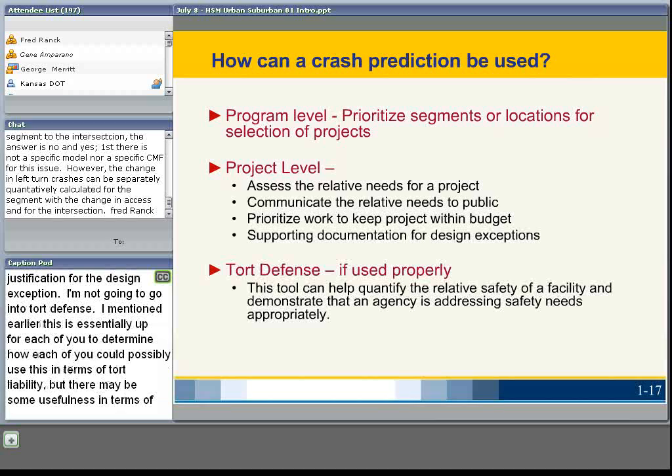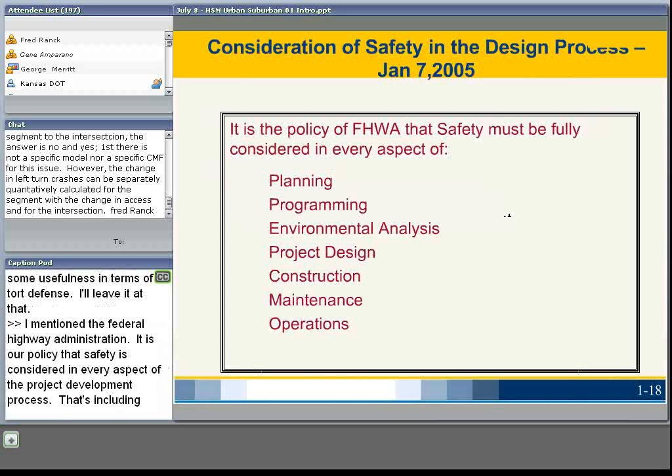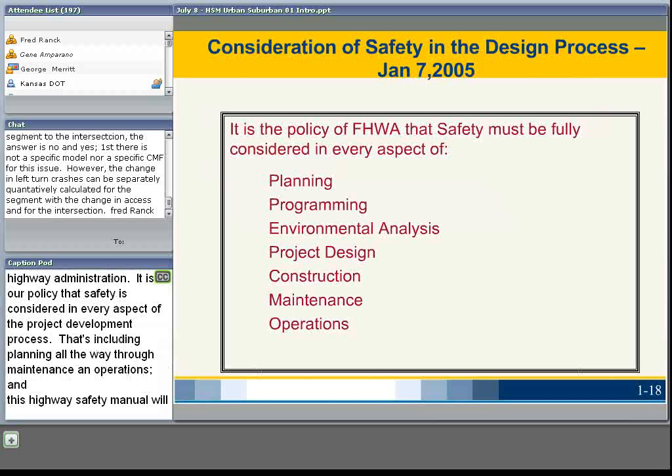I'm not going to go into tort defense. I mentioned earlier, this is essentially up for each of you to determine how you could possibly use this in terms of tort liability, but there may be some usefulness in terms of tort defense. I'll just leave it at that.